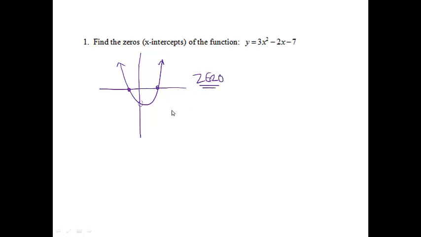When I do that, I'm going to get two answers. My answers are going to be negative 1.2300, and my other zero will be at 1.8970. And just make sure you go all three decimal places when you do that.